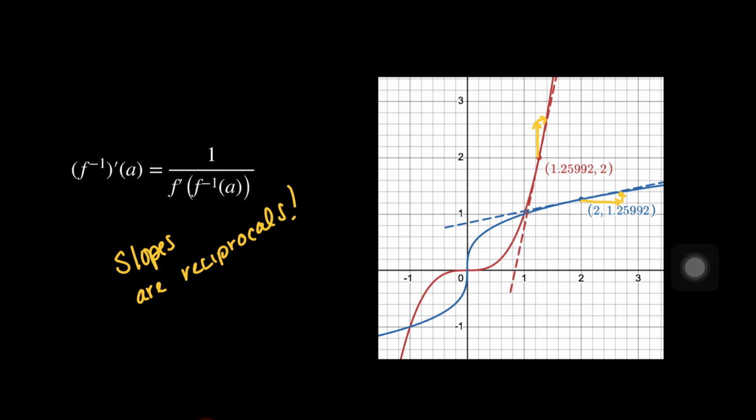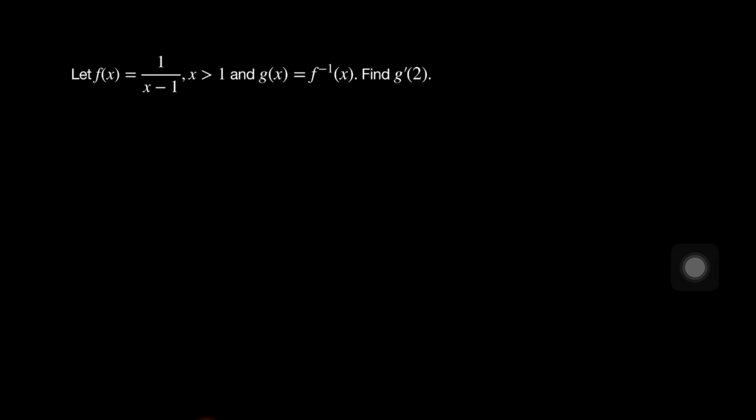Those slopes are reciprocals. And that's the formula I have written on the screen. To find the derivative of an inverse, it's the reciprocal of the derivative of the original function. So let's actually do an example.